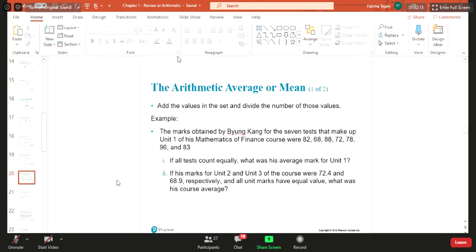Okay, so let's look at first the simple average. The arithmetic average or mean: add the values in the set and divide by the number of those values. Like, say for example, the marks.